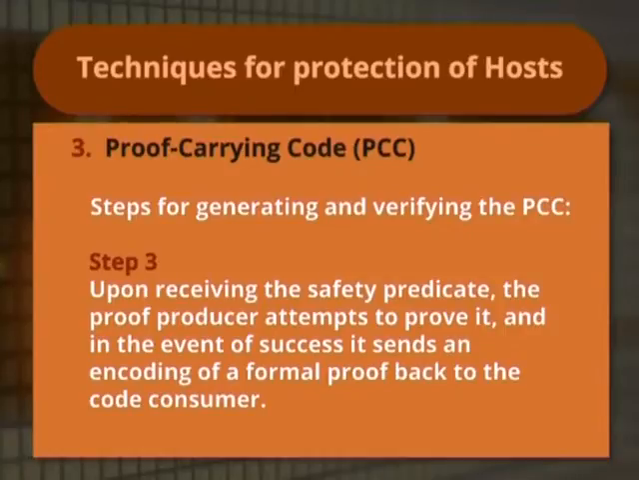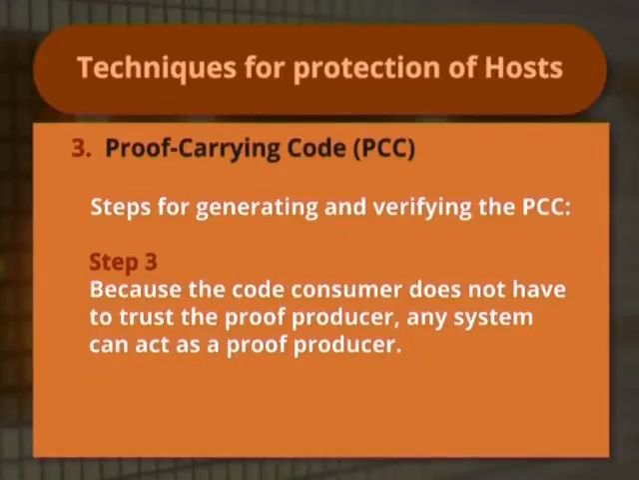Step number 3. Upon receiving the safety predicate, the proof producer attempts to prove it, and in the event of success, it sends an encoding of the formal proof back to the code consumer. Because the code consumer does not have to trust the proof producer, any system can act as a proof producer.